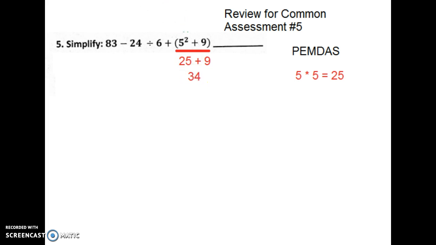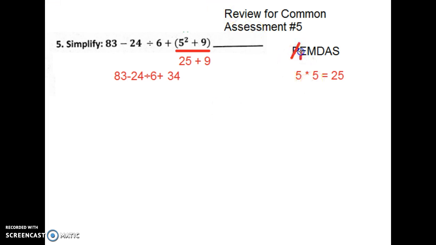I can bring the rest of my problem down. I was just going to cheat and write it, but I'll do it the hard way and write it out like you guys are going to have to. Okay. So all I did was bring my question right down, right? Kept everything the same. And there we go. Instead of this parentheses, I have this. So now I'm done with my parentheses.